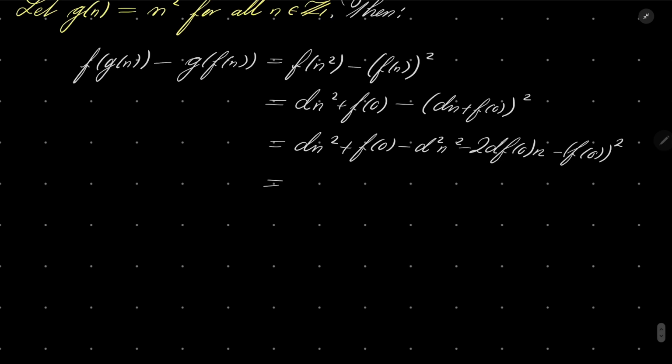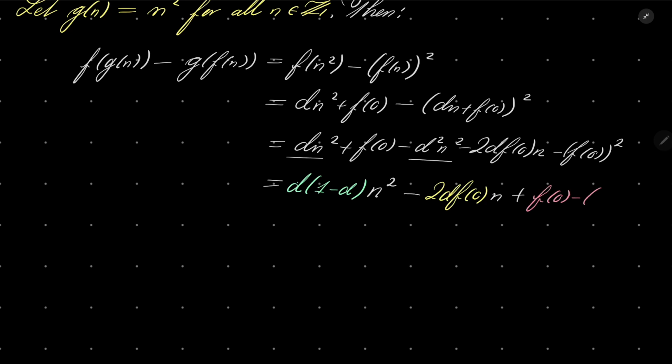And let's group our terms, and we will have d minus d squared, or d times 1 minus d, times n squared. Yes, these two terms. Then we will have minus 2d f of 0 times n. And finally, we have plus f of 0 minus f of 0 squared.